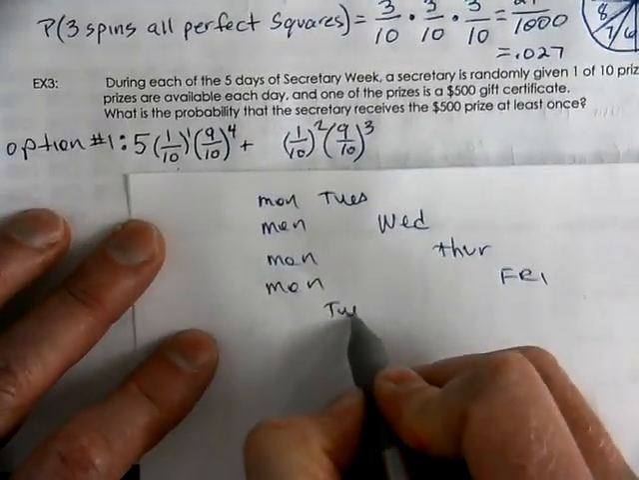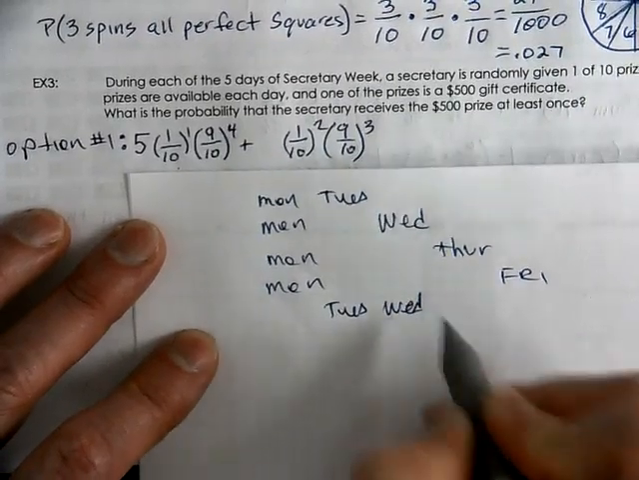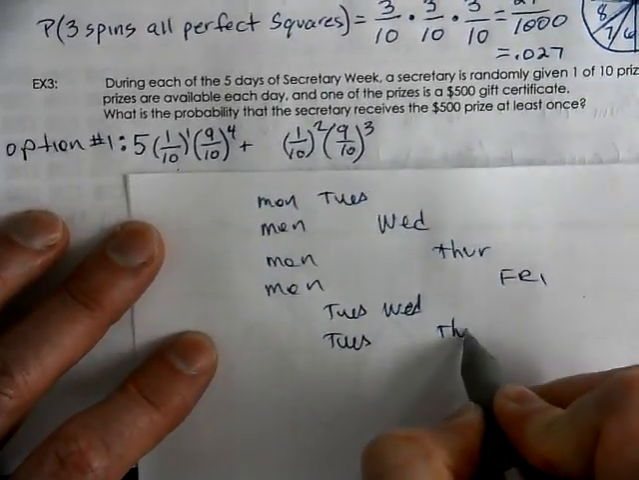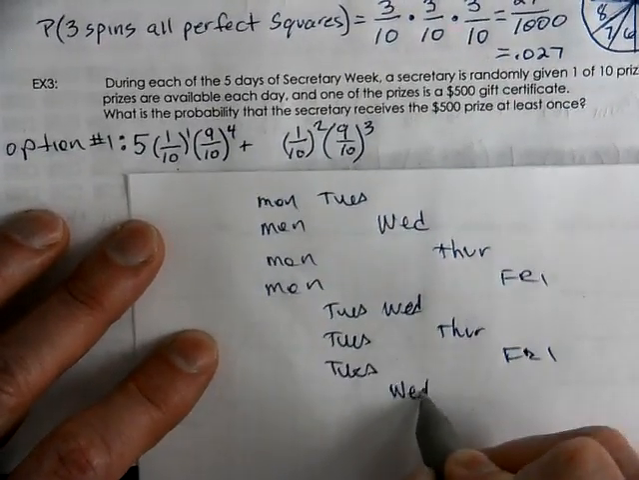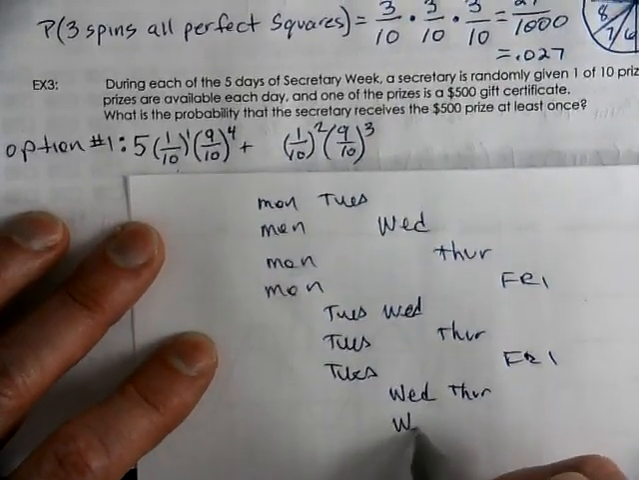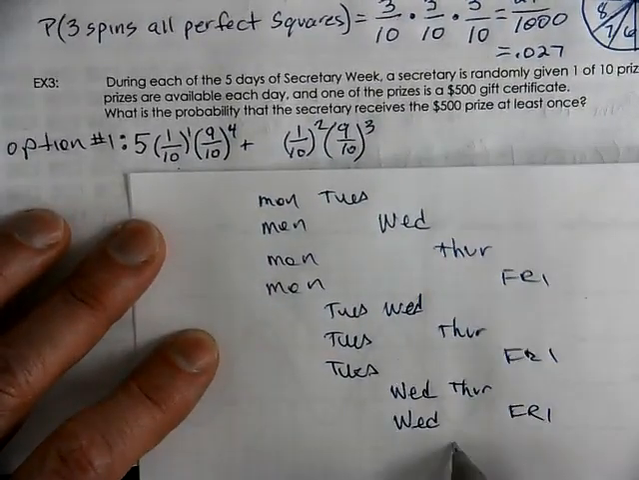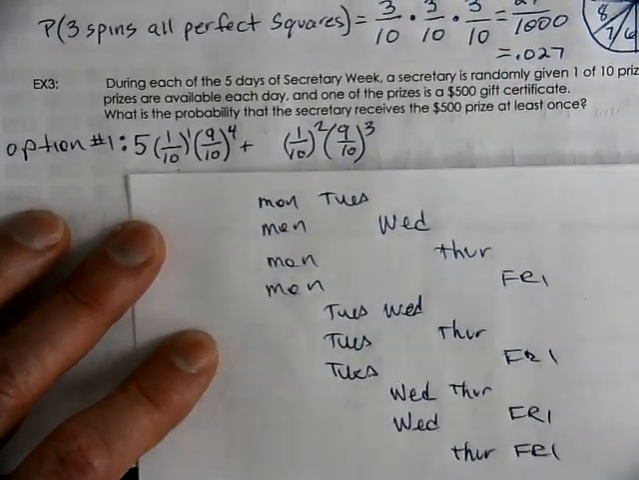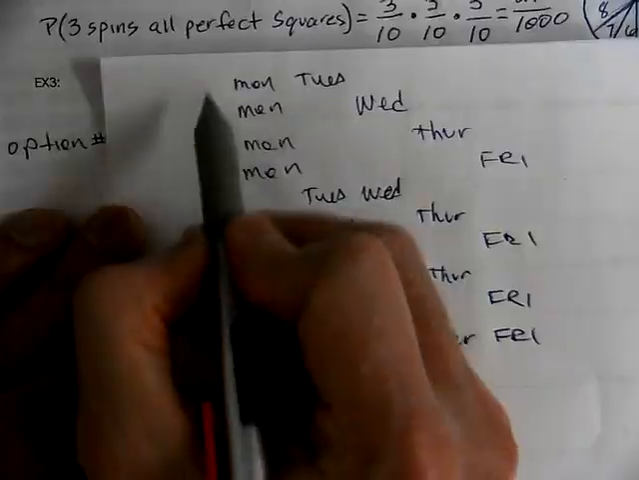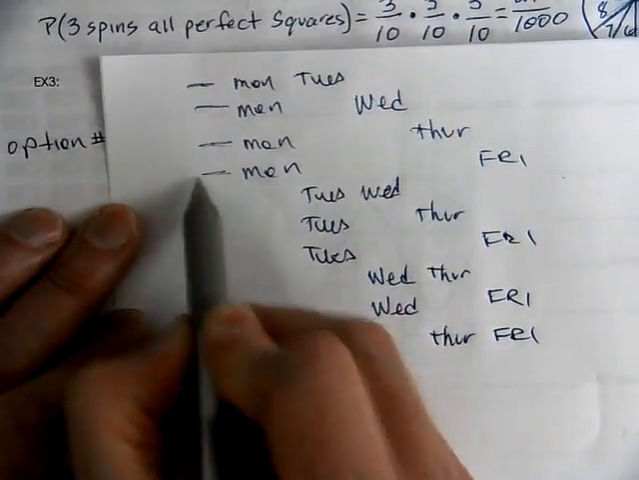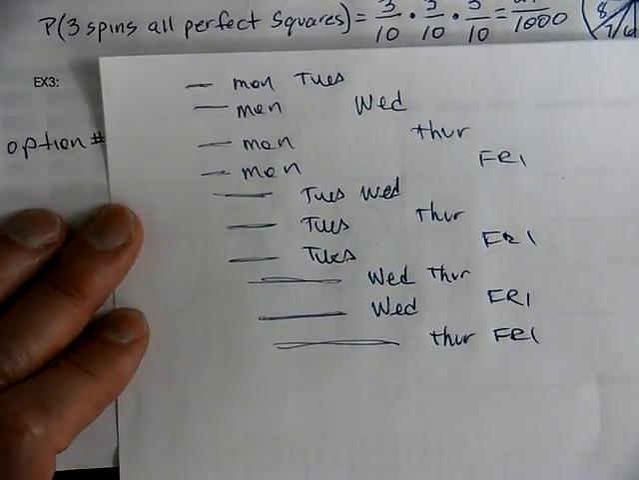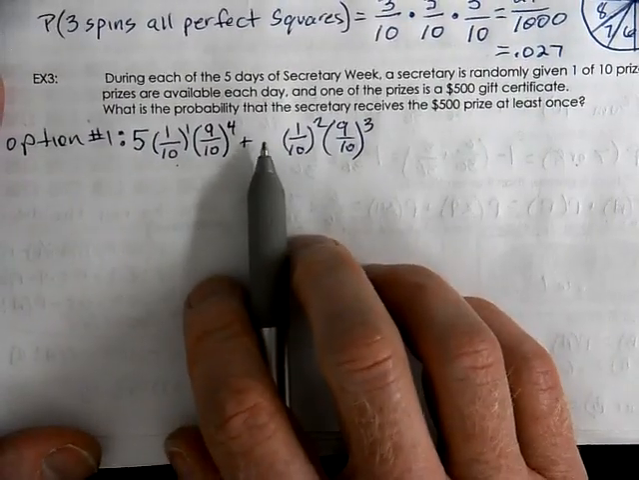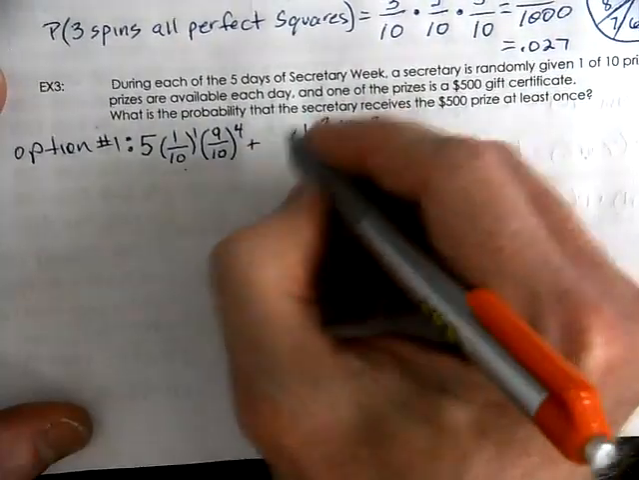Or you won Tuesday and Wednesday. You won Tuesday, Thursday, Tuesday, Friday, Wednesday, Thursday, Wednesday, Friday, or Thursday and Friday you won. How many ways is that possible? 1, 2, 3, 4, 5, 6, 7, 8, 9, 10. There are 10 ways that you can win 2 times. How can we calculate how we could do that? How do we get the number 10 here?